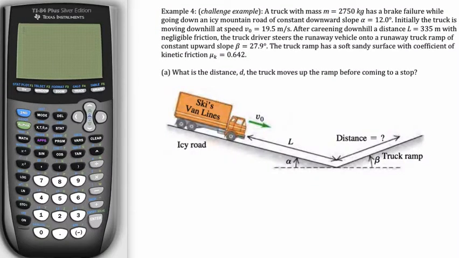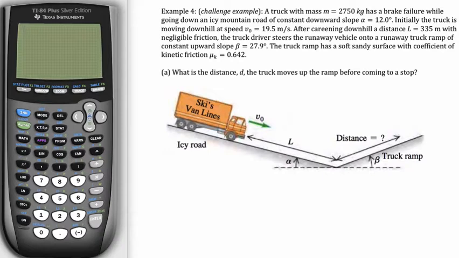Okay, here we have a conservation of energy problem with non-conservative forces. This problem is a great example of the type of ways that we work with non-conservative forces because it involves both a downhill section and an uphill section and some great use of angles. We have just one question here: what is the distance that the truck moves up the ramp? The ramp has friction, so let's read the setup.